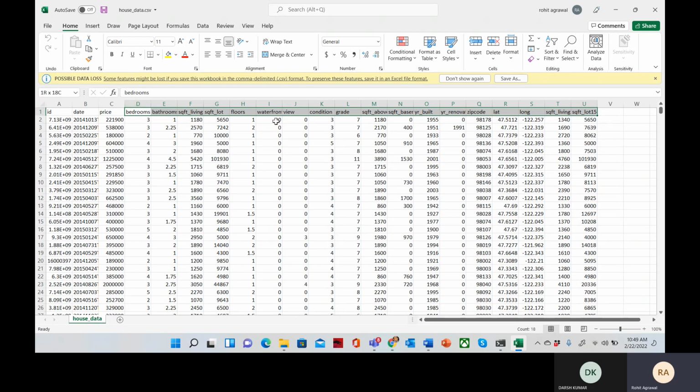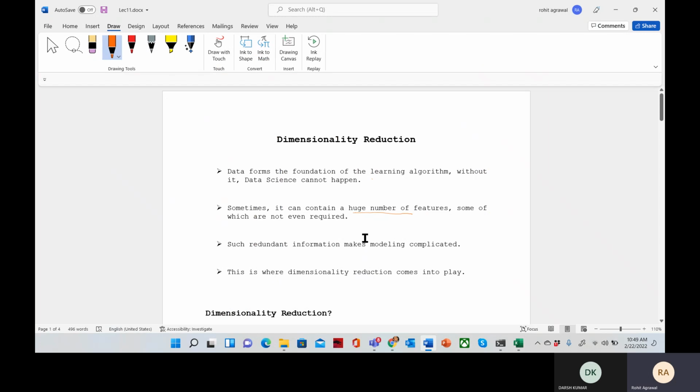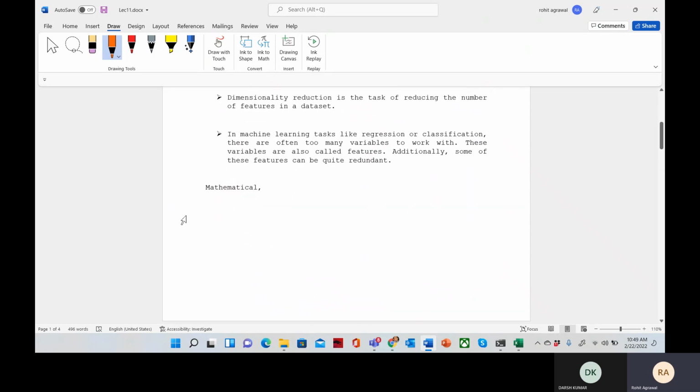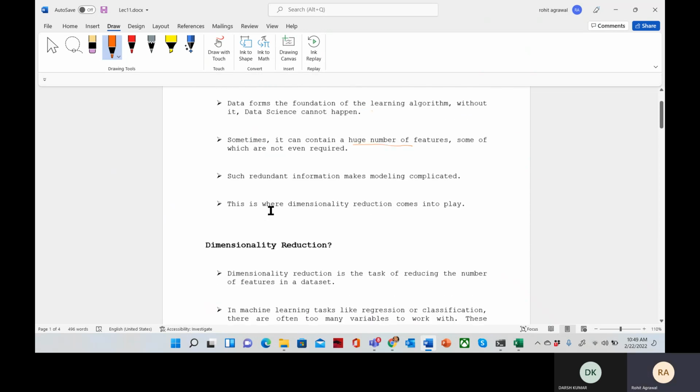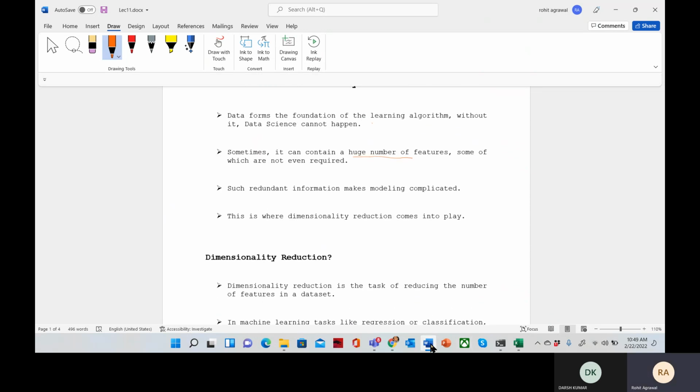So coming to the point, sometimes data can contain a huge number of features. If I talk about the same example, housing price data, you are having 13 features here, and there may be the case that all the features are not important. So in that case, we need to reduce the dimension. Clear?